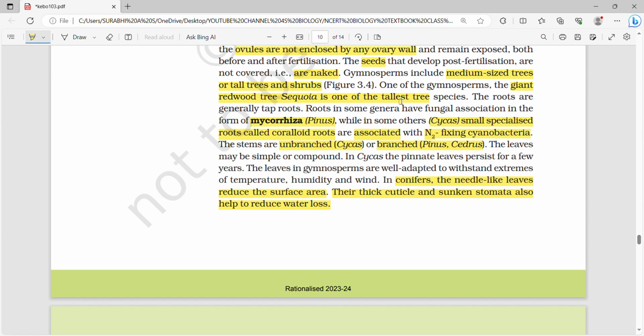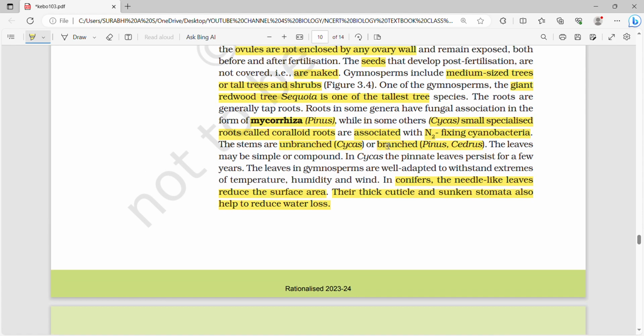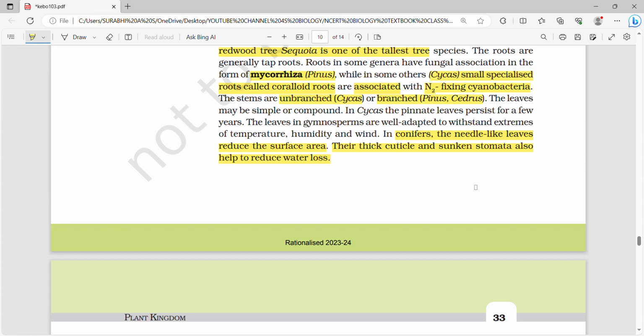The giant redwood tree Sequoia is one of the tallest trees, and they form association with roots like mycorrhiza, that is Pinus, and Cycas is associated with nitrogen fixing cyanobacteria. Cycas has small specialized roots called coralloid roots, which are associated with nitrogen fixing bacteria. And the stems are unbranched in Cycas and branched in Pinus and Cedrus. So you have to remember this example.